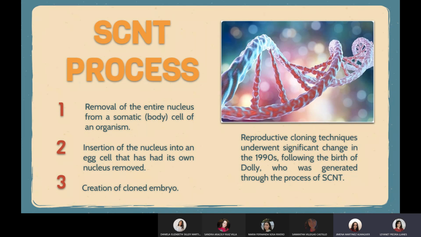And we know that following the birth of Dolly, who was generated through the process of SCNT, which is a process that entails the removal of the entire nucleus from a somatic body cell of an organism, followed by insertion of the nucleus into an egg cell that has had its own nucleus removed. Once the somatic nucleus is inside, the egg is stimulated with a mild electrical current and begins dividing. Thus, a clone embryo, essentially an embryo of an identical twin of the original organism, is created.